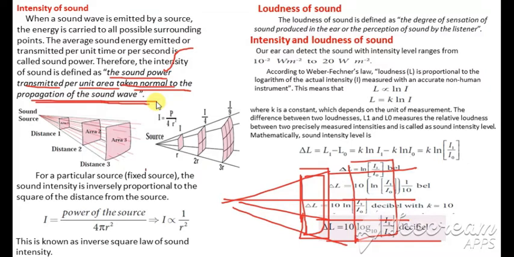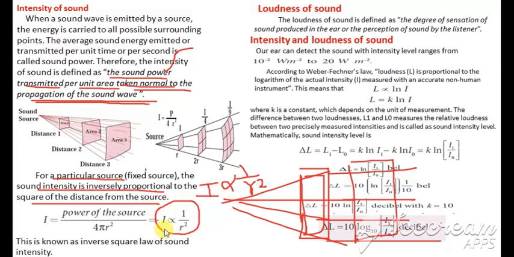Okay, so consider the areas A1, A2 and A3 in this way. From this the sound power is transmitted, so it moves through all these areas. When you consider a particular source, the sound intensity is inversely proportional to the square of the distance. Okay, so intensity is inversely proportional to the square of distance. அதனால தான் I proportional to 1 by r square அப்படின்னு எழுதிருக்காங்க.